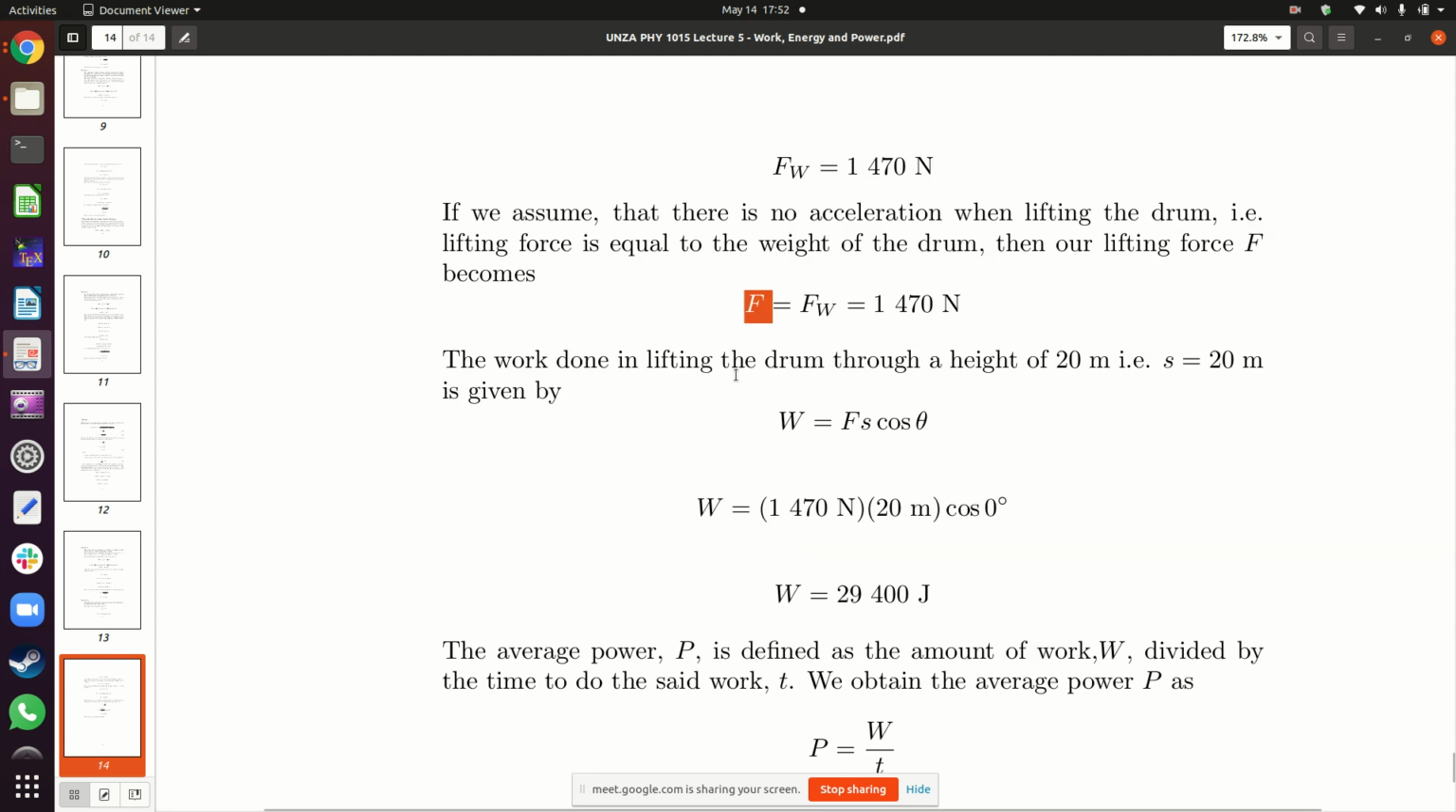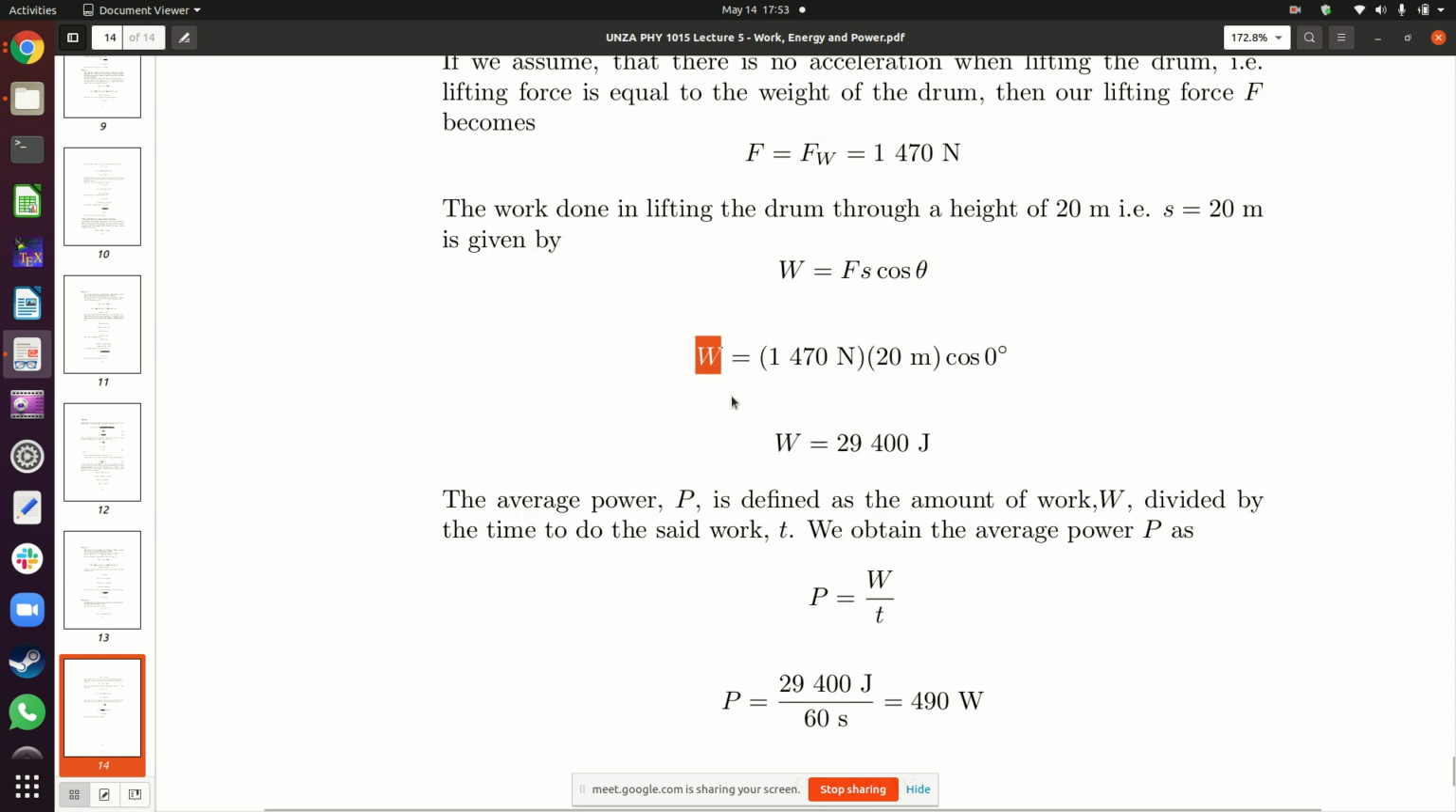The height through which the drum is lifted is the displacement, and it is the same direction as the lift force, and that is 20 meters. So in this case, the angle between the direction of the lift force and the direction of the displacement is going to be equal to 0. So you can work out the work done. Work done is going to be equal to the lift force multiplied by the displacement, or the height through which the drum is lifted, times the cosine of the angle between the lift force and the displacement, which in this case is going to be equal to 0.